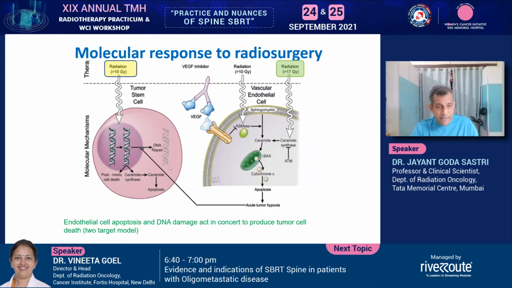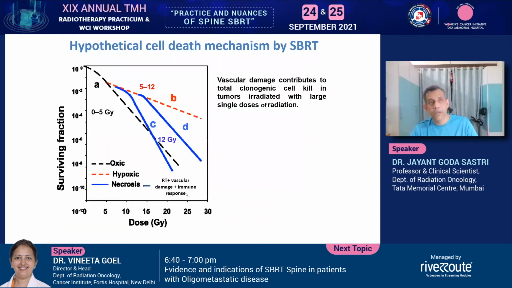So the bottom line is the tumor cell death when we're giving high radiation doses can be because of endothelial cell apoptosis and DNA damage, which act together in concert with each other to produce tumor cell death. And this is called a two-target model. So what is the hypothetical cell death mechanism by SBRT?